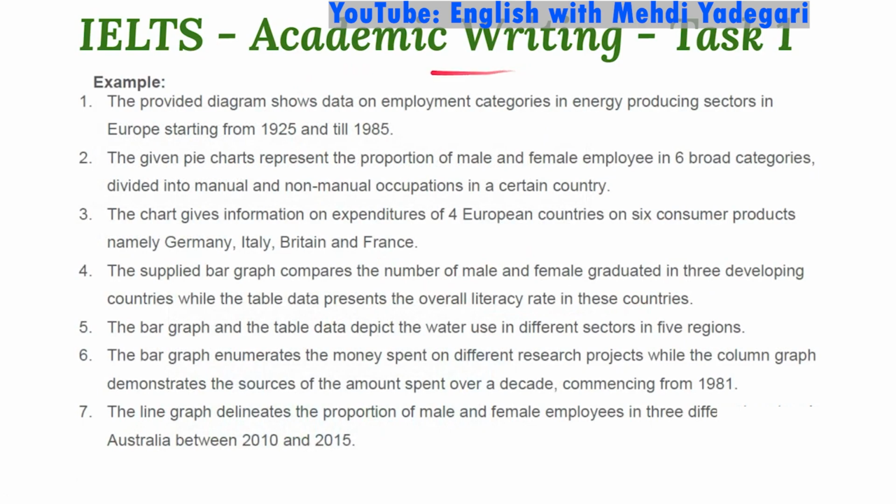These are some examples of paraphrased prompts. The provided diagram, see the provided, the given, the supplied. You can use these startings. The provided diagram shows data on employment categories in energy producing sectors, blah, blah, blah. The given pie charts represents. The chart gives information. The supplied bar graph compares the number of blah, blah. The bar graph and the table data depict the water, blah, blah. So the first ability needs to be you paraphrasing the prompt that you're given.